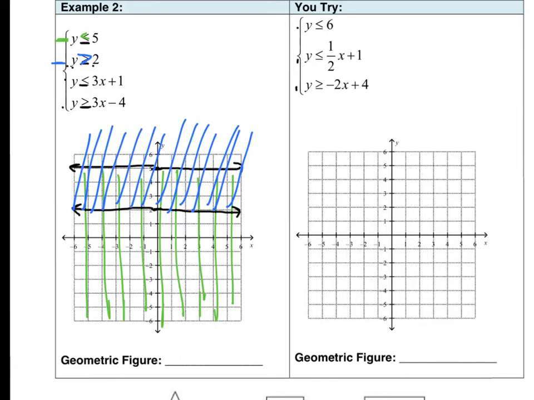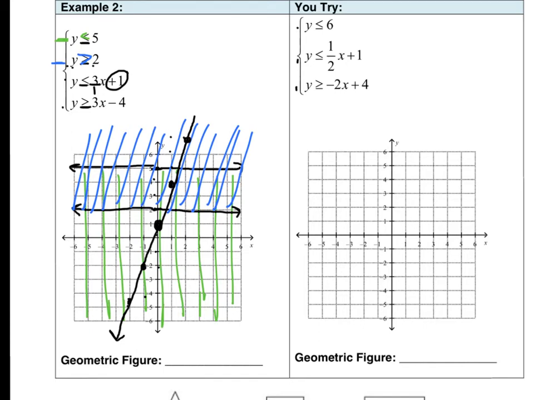And I'm going to graph the third one. I'll start up 1, so right here. I'm going to go up 3 over 1, 1, 2, 3, over 1, 1, 2, 3, over 1. I could go down 3 and back 1, and connect those with a solid line.